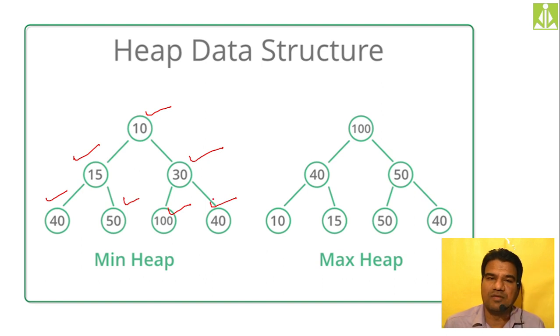Okay, if you don't have any leaf nodes, or if you don't have any children, then it doesn't matter. Or we can say at the leaf nodes, whatever values you are maintaining, it doesn't matter in case of minimum heap. Okay, coming to the maximum heap.